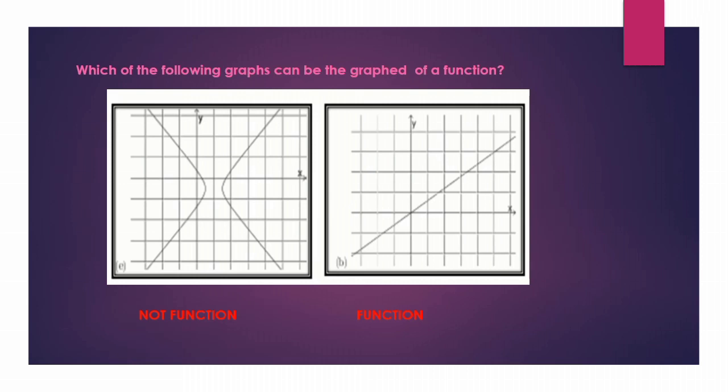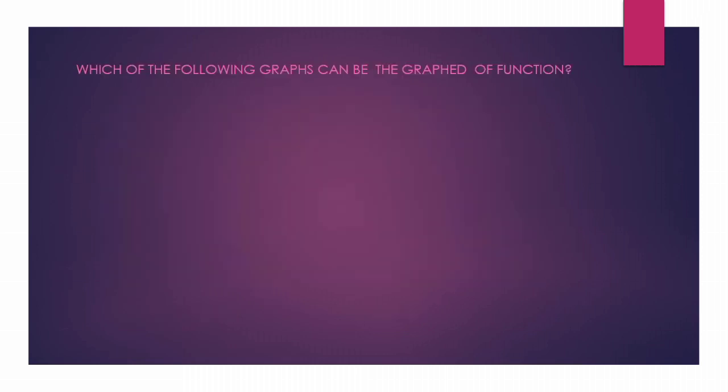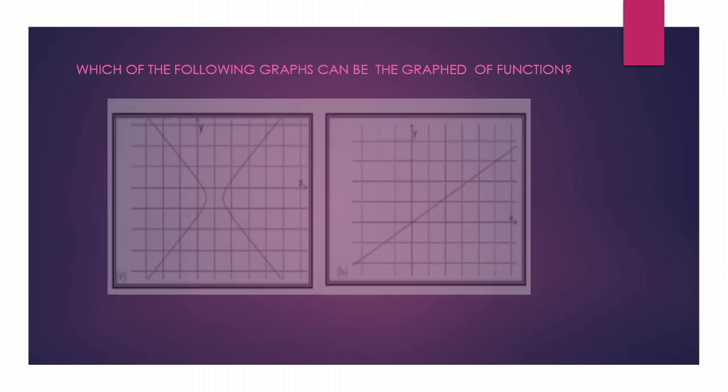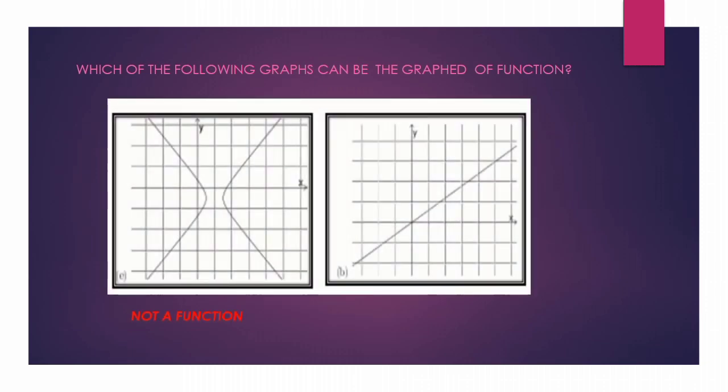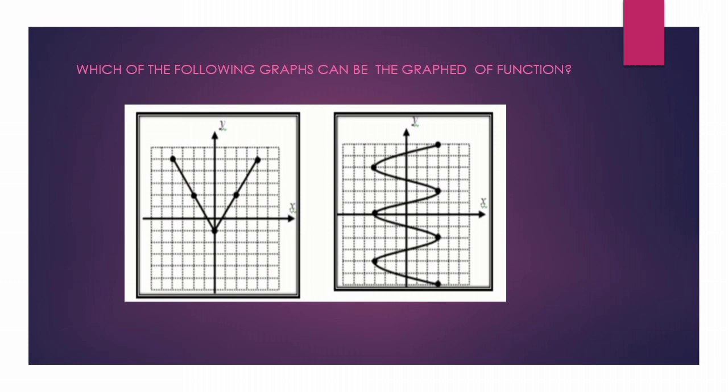And this graph is what we call a linear function. Okay, next, which of the following graphs can be the graph of a function? The same, that is not a function. Another is a function. Which of the following graphs can be the graph of a function? Another examples. Try it out. Okay, which is the function and which is not a function?